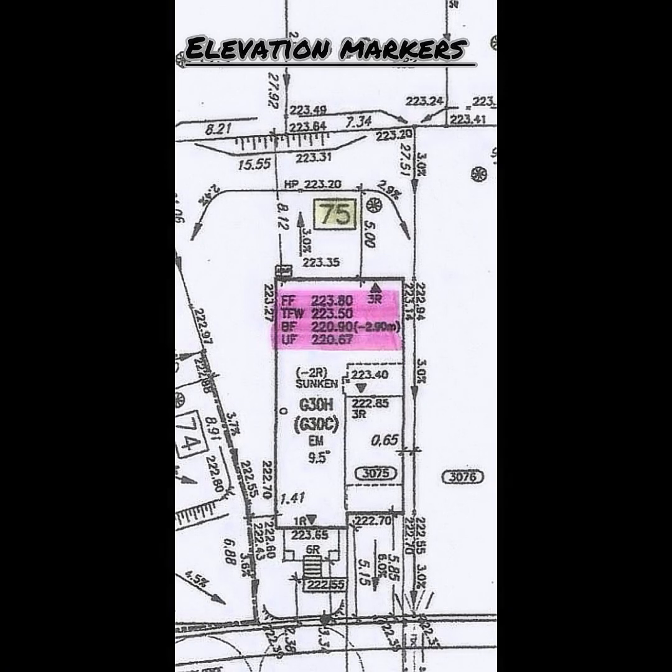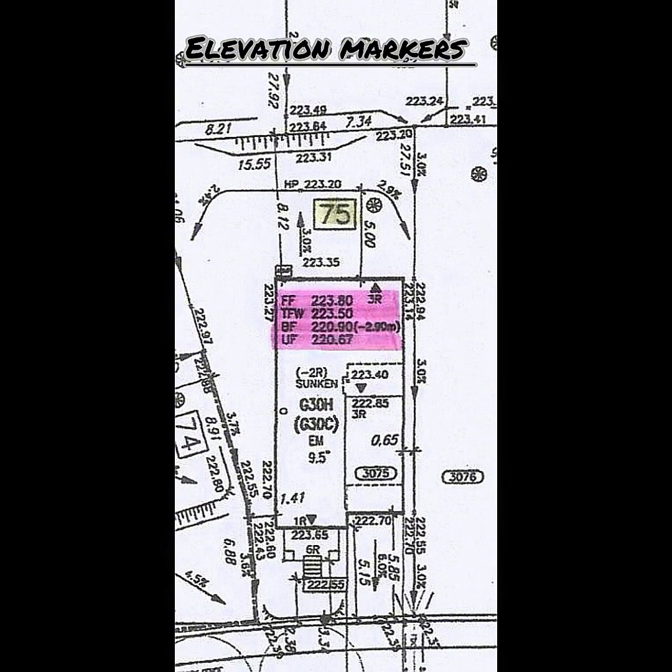Now, let's discuss elevation markers. Now we're zooming in on one of the most important parts of the plan. Right here, these highlighted numbers, this is the elevation data for the house. Let's break it down. Now keep in mind, all numbers are in meters above sea level. Your finished floor is 223.8. Top of foundation wall, 223.5.